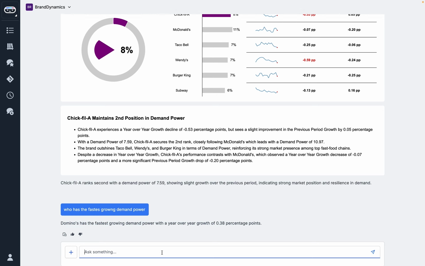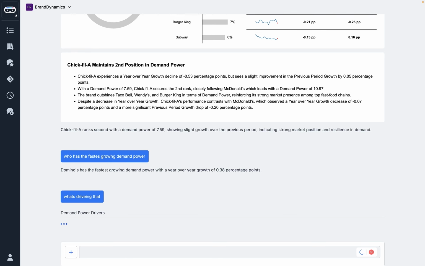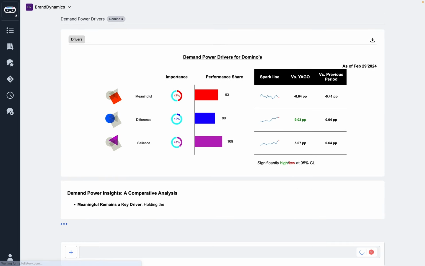So then I can ask a simple question like, what's driving that, right? And I want to know what are the factors that are influencing the growth of Domino's demand power. And so now the solution is going to go find the demand power drivers. And so it's going to apply that capability and do some research for me into what it is that's underlying the improvements that have been seen at a brand that's outpacing me.